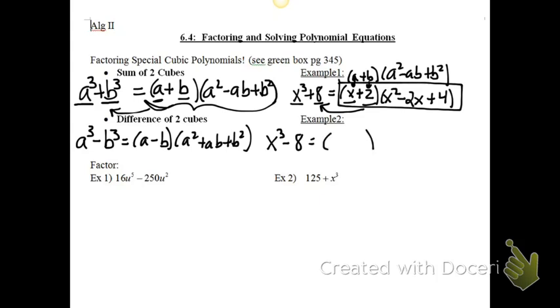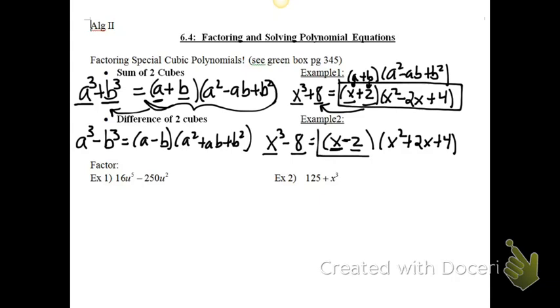Once again, to get started, I'm going to ask myself, what's being cubed to give me x cubed? An x. What's being cubed to get me an 8? That's a 2. But instead of a plus sign, it's got to be a minus now because it's a difference of two cubes. Now what I do is I take this first term and I square it. That's going to be my a squared value. In this example, it's x squared. Then a plus sign. Then I have to multiply x times 2. That's going to be a 2x. Then I put a plus sign and do 2 squared, which is 4.